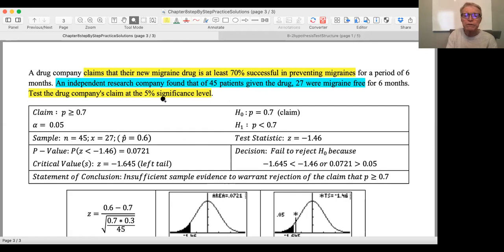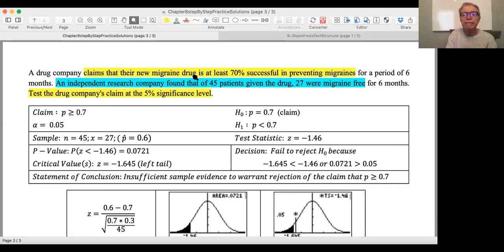And at the 5% significance level, well, 5% as a decimal is 0.05. So its significance level says this is alpha. Alpha and significance level mean the same thing, and it's 0.05. So what's the claim? Well, we put the alpha equals 0.05 in here. What is the claim itself?